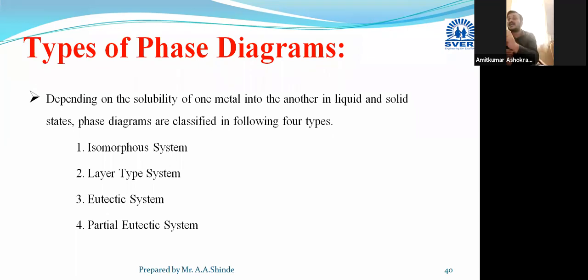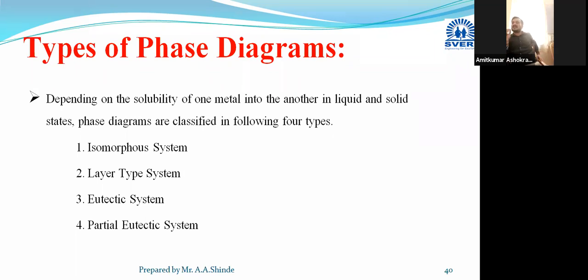And these four types are referred to by considering only the binary system. We are considering a binary alloy. Binary alloy means only two elements are there. Depending on the solubility of one metal into another in liquid state and in solid state, we are classifying the phase diagrams in four types, namely isomorphous system, then lever type system, eutectic system, and partial eutectic system.